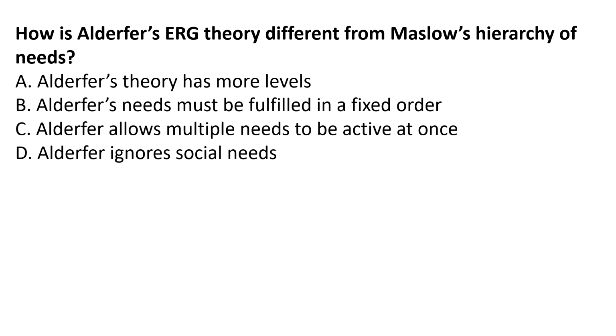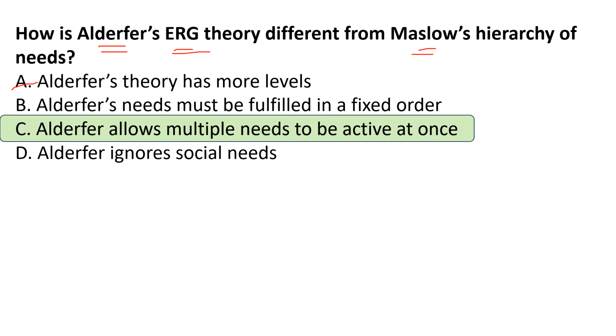Next question. How is Alderfer's ERG theory different from Maslow's hierarchy of needs? A. Alderfer's theory has more levels. B. Alderfer's needs must be fulfilled in a fixed order. C. Alderfer allows multiple needs to be active at once. Or D. Alderfer ignores social needs. Okay, so how is it different? Alderfer allows multiple needs to be active at once.